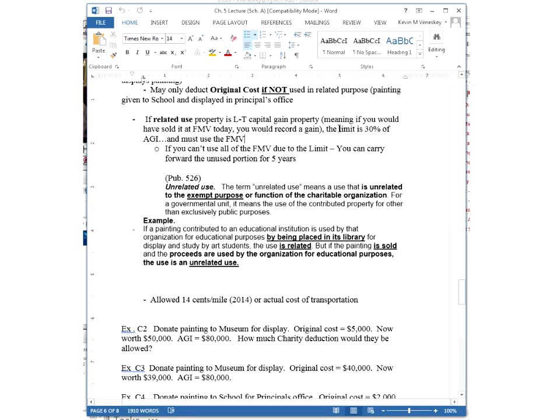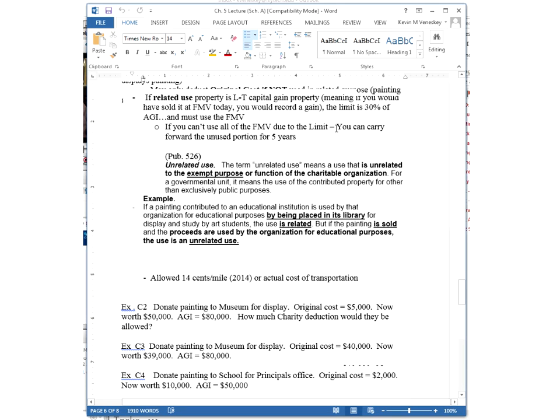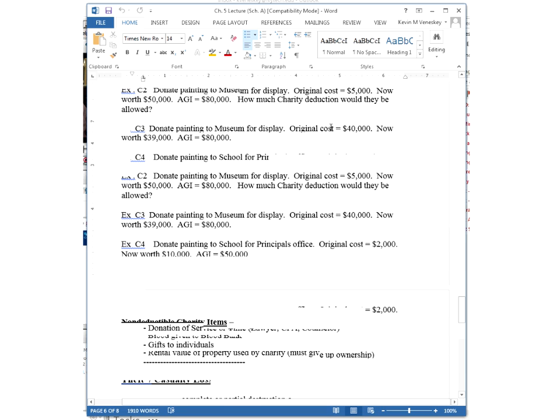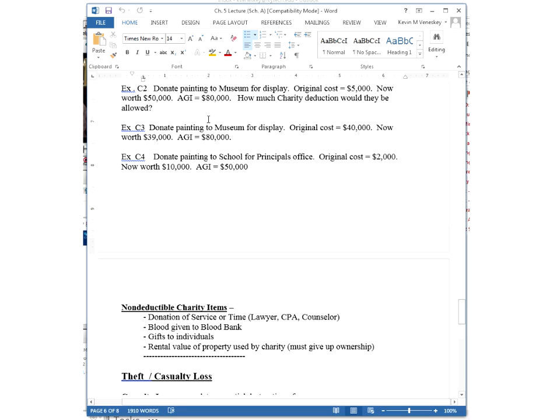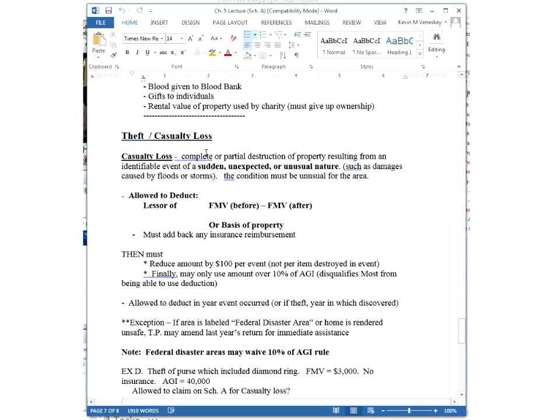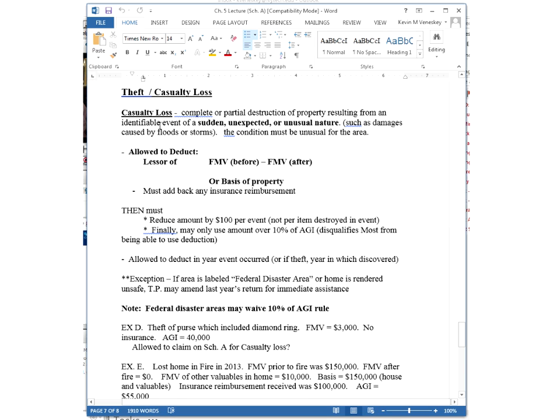So if the property did go up in value, you're only limited to 30% for that year. The rest of it can go forward into the future years. I have some examples that I think would be good for you to go through as you're looking through this chapter. There is one problem for the homework that deals with casualty losses. This is a small little section in the itemized deductions, but it's there nonetheless.